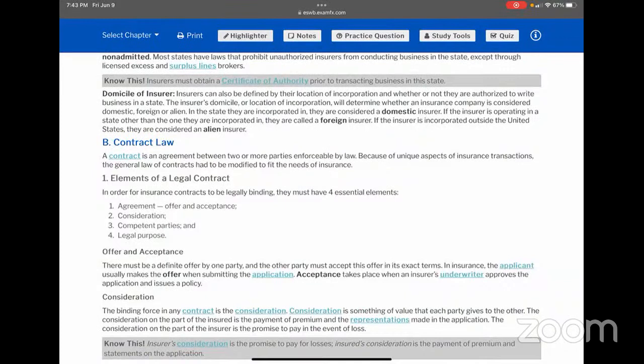Domicile. How do you say that? Is that domicile or domicile? Or am I saying both of it wrong? Somebody help me.